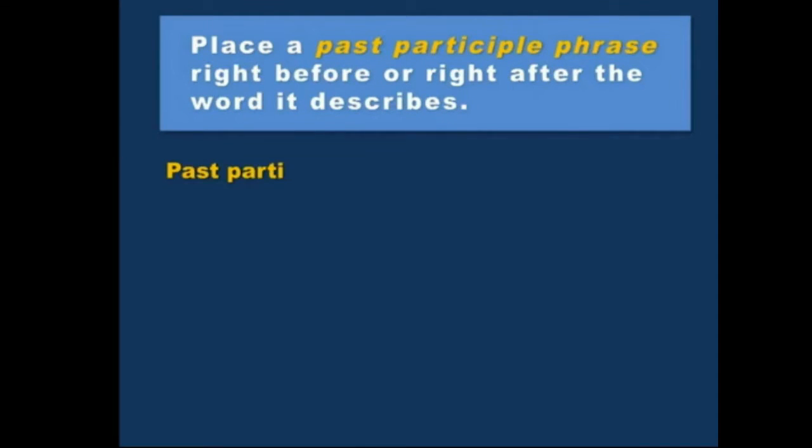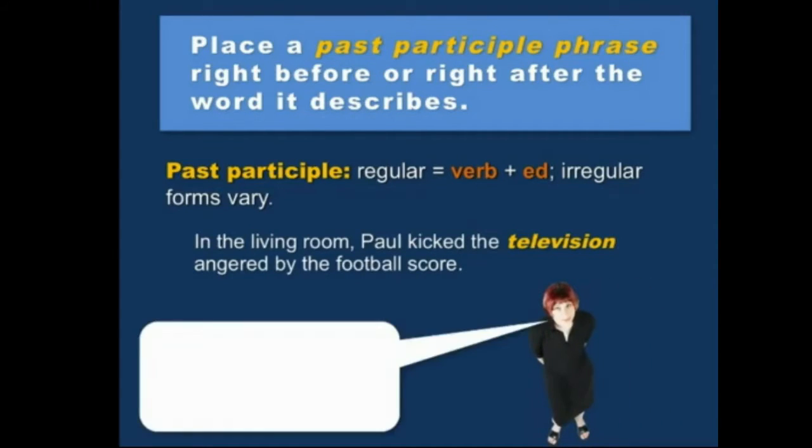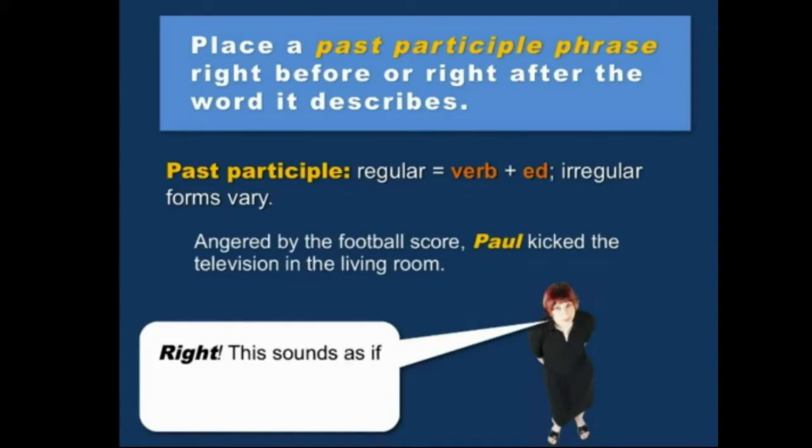You want to place a past participle phrase right before or right after the word it describes as well. So what is a past participle? Well, the regular ones are the verb with an -ed ending. Unfortunately, there are some irregular forms and those are going to vary. Let's try one. In the living room, Paul kicked the television, angered by the football score. I don't believe the television could be angered by the score. Paul must have been who was angered, so we're going to put it before Paul. Angered by the football score, Paul kicked the television in the living room.